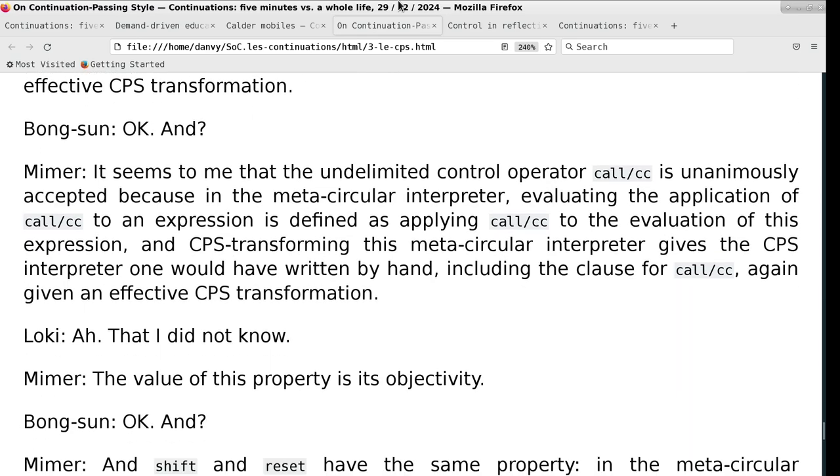Okay, and it seems to me that the undelimited control operator call/cc is unanimously accepted, because in the meta-circular interpreter, evaluating the application of call/cc to an expression is defined as applying call/cc to the evaluation of this expression. And CPS transforming this meta-circular interpreter gives the CPS interpreter one would have written by hand, including the clause for call/cc, again given an effective CPS transformation. Ah, that I did not know.